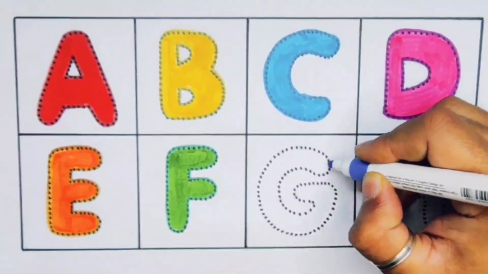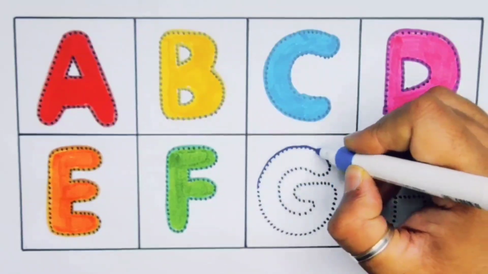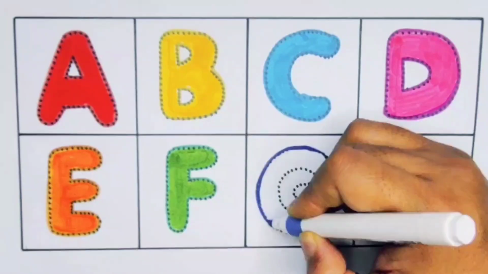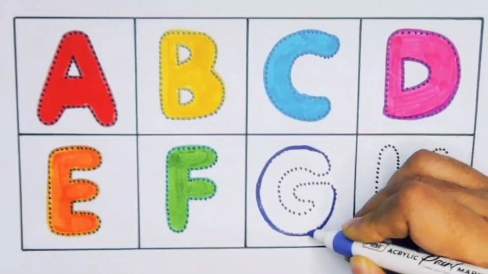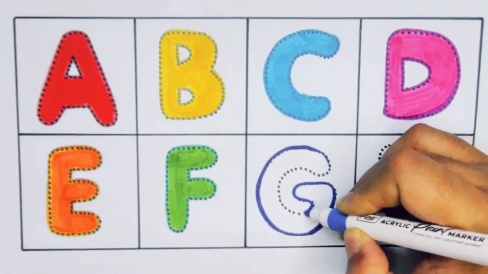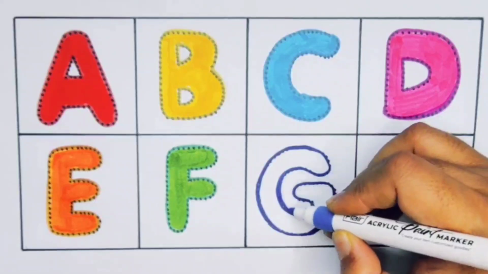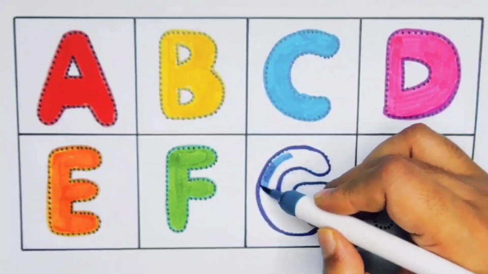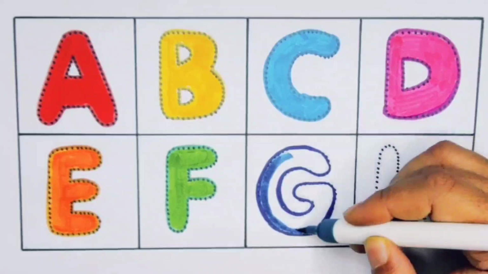Next kids, G. What is kids? This is G. Now put the color. This is blue color. G.